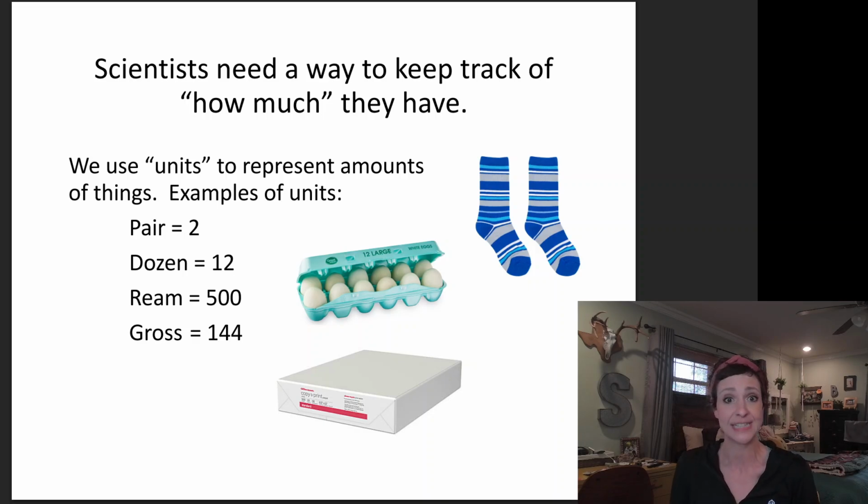Here are some normal examples of units that you've probably heard of before. When I say a pair, you should know, oh, when you mean a pair, you mean 2, right? If I say a dozen of something, that means that there is 12 of that something. If I say you have a ream of paper, it's understood that a ream will have 500 sheets of paper. If I say I have a gross of something, there will be 144 of that item. So these things are just units. It's a way to express in words an amount of something.